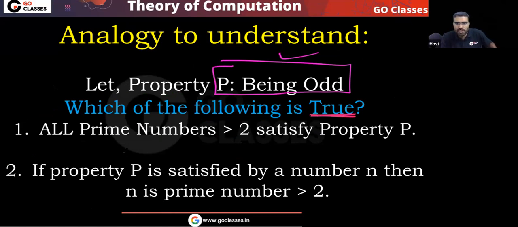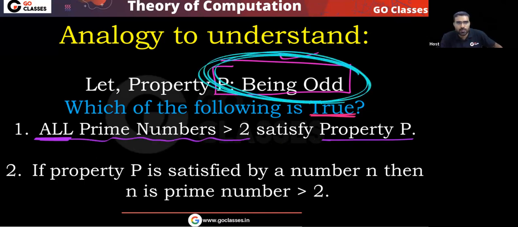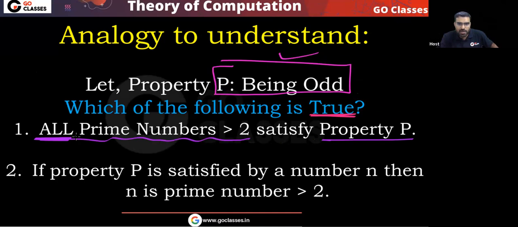Which of the following statements is true? Every prime number greater than 2 satisfies property P. Your property P is being odd. Can I say every prime number greater than 2 satisfies property P? Yes or no? It is true.